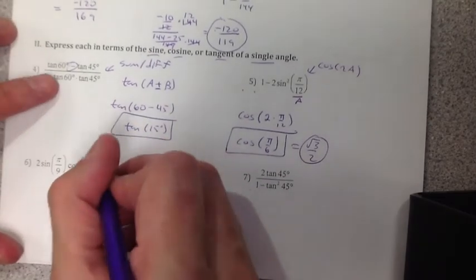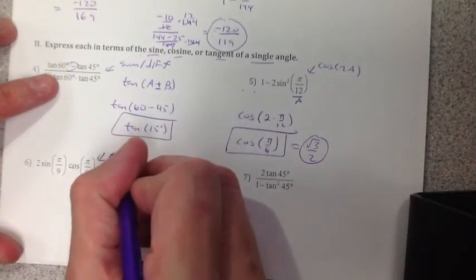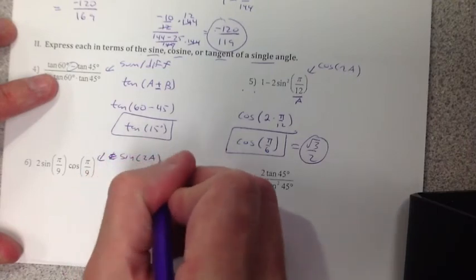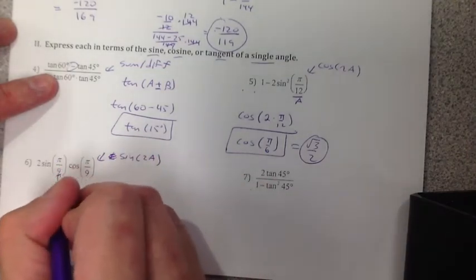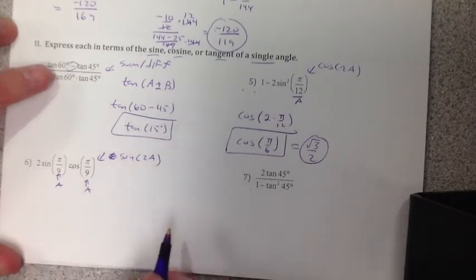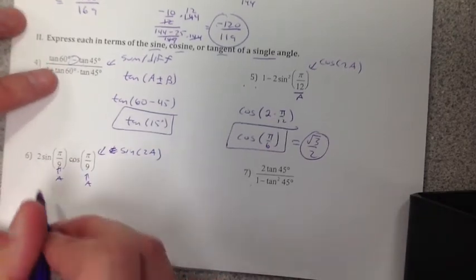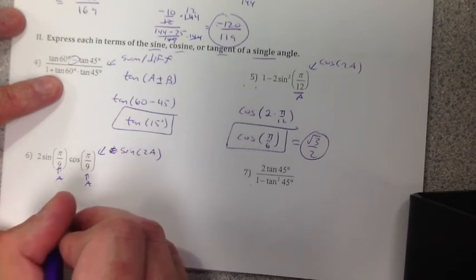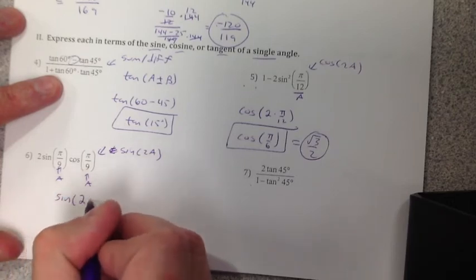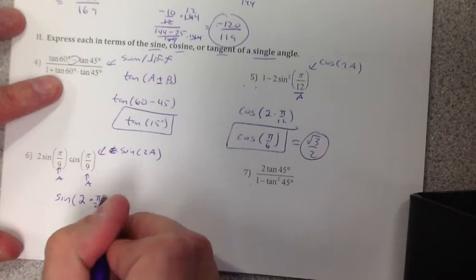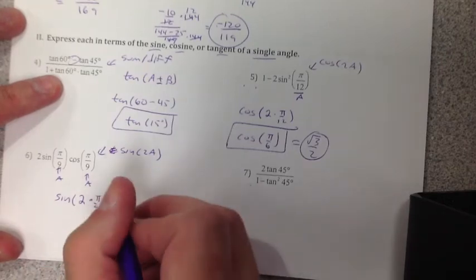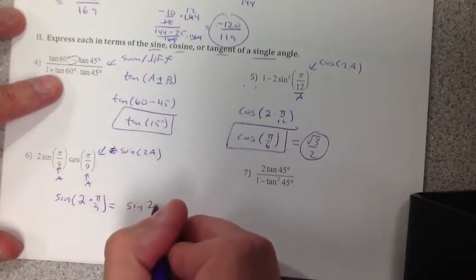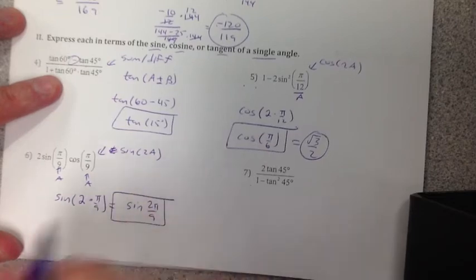Our next one, here's our sine of 2a. Of course, you notice there's my a, there's my a. If you know all this stuff, you too will get an A. This is just our rule for sine of 2a. And it says just write it as a sine of 2 times a, pi over 9, which I really can't simplify too much. I just get the sine of 2 pi over 9. And there's our answer.